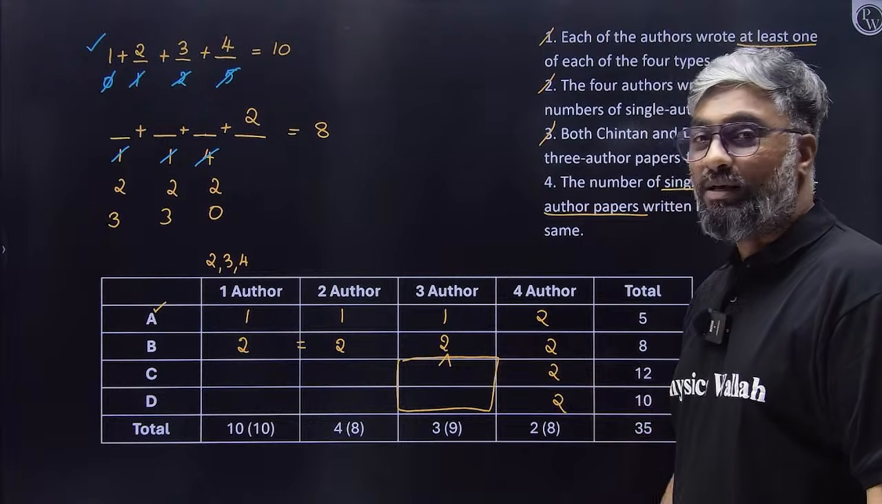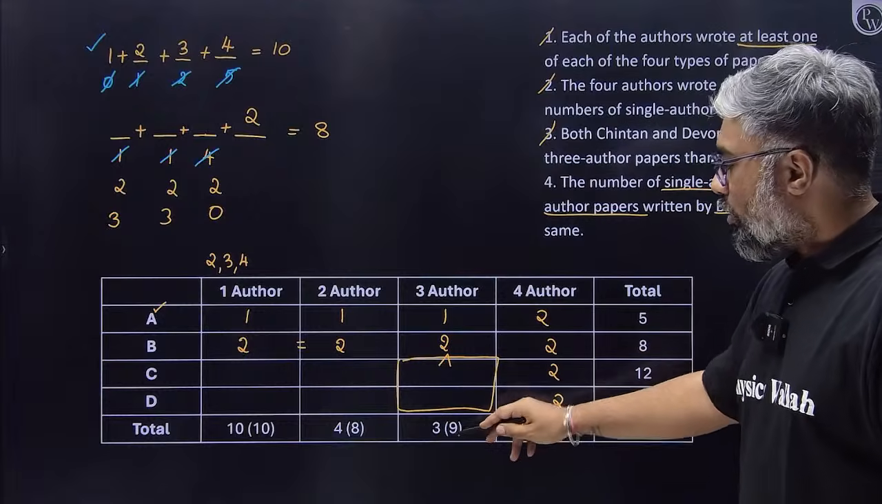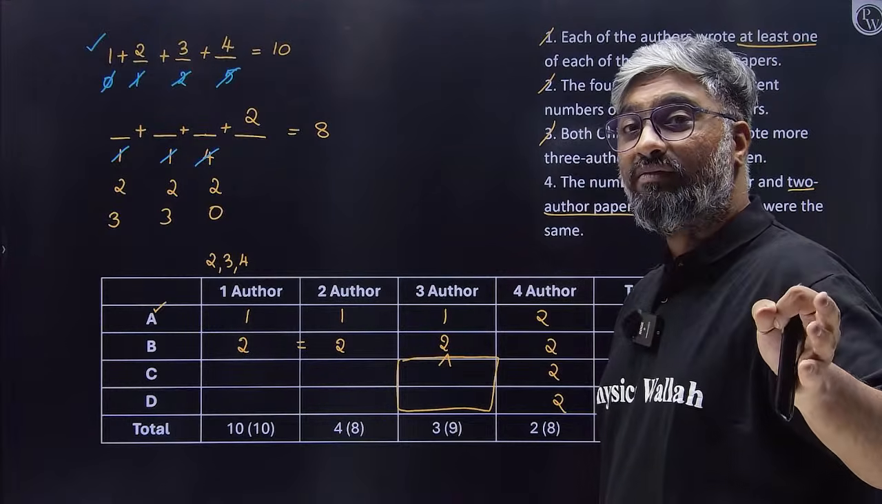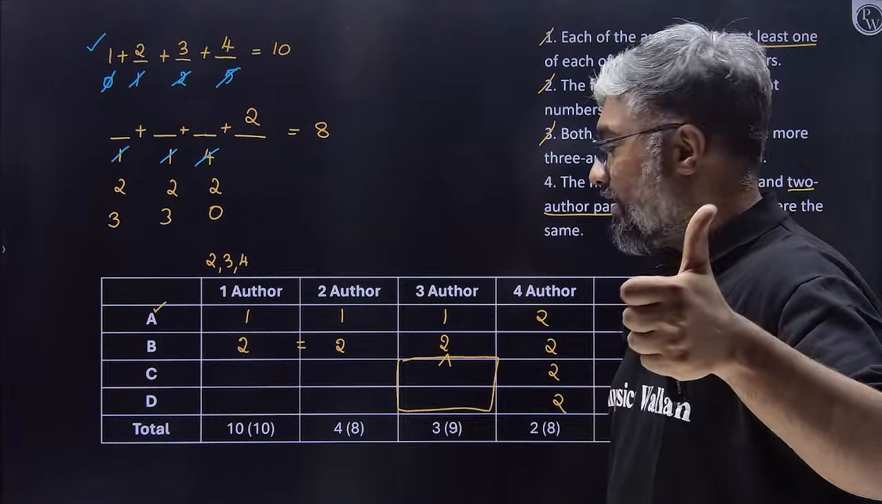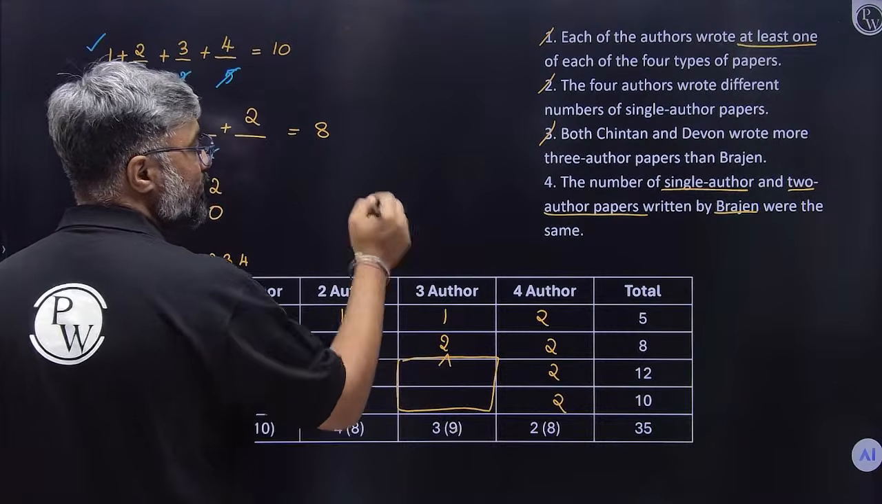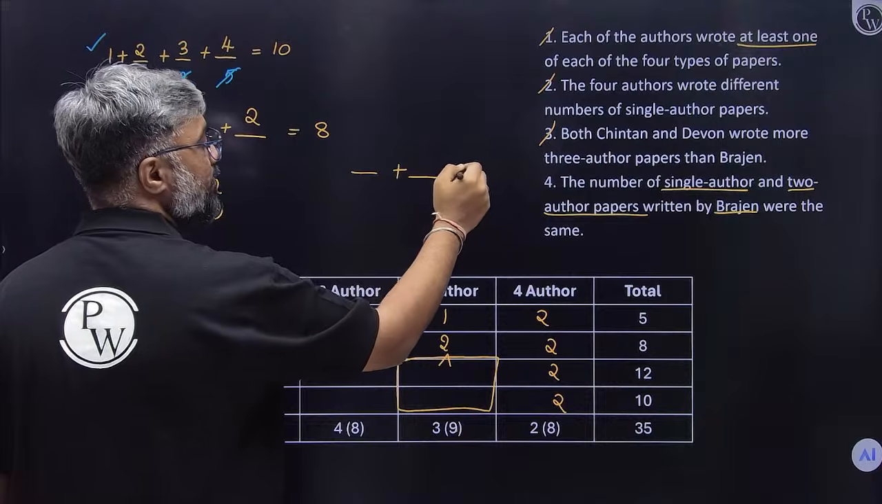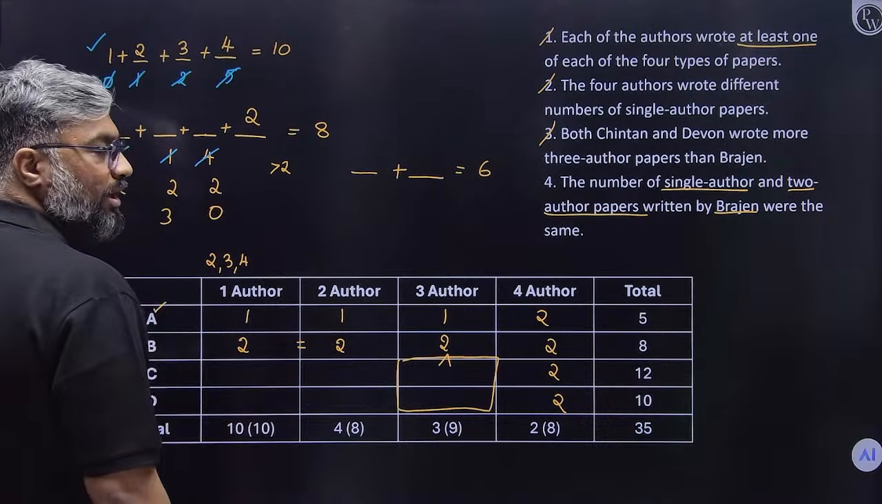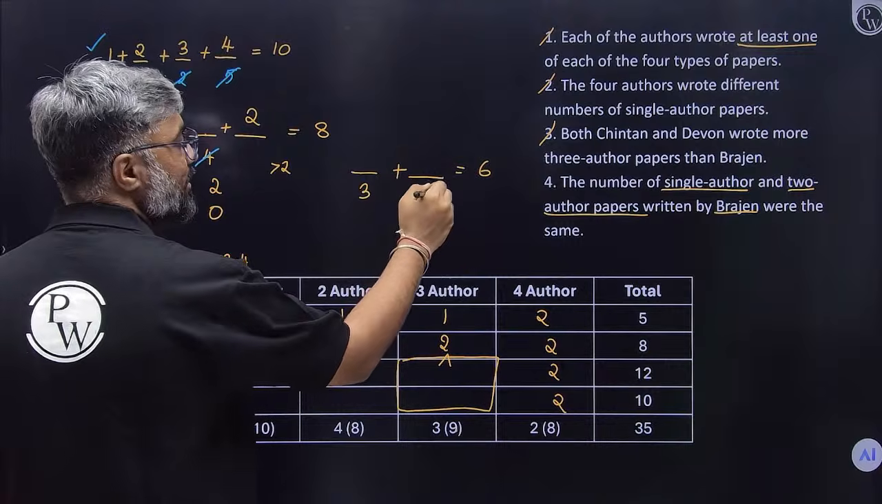This and this should be greater than 2. Out of 9, I already have 3. Remaining is 6. What value can I put which is greater than 2, which will add up to 6? Two numbers should add up to 6, but both of them should be greater than 2. What are the possibilities? I can do 3 and 3.